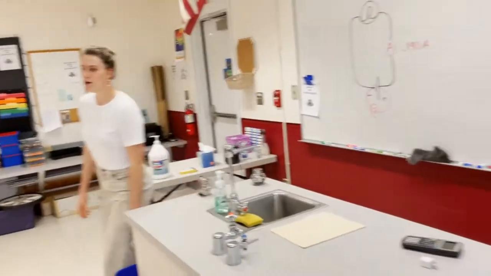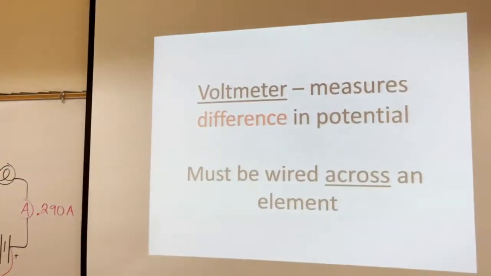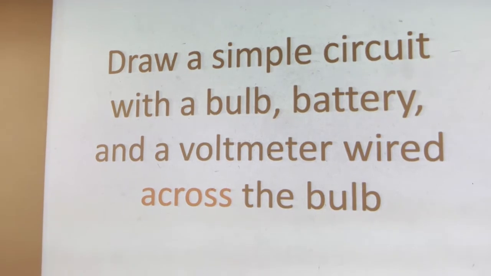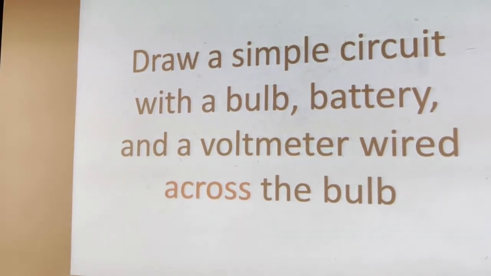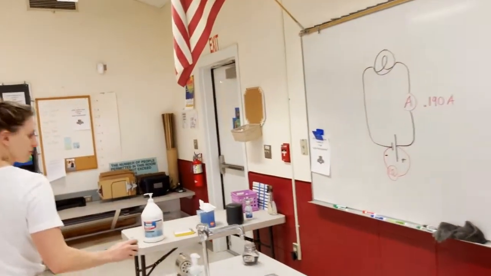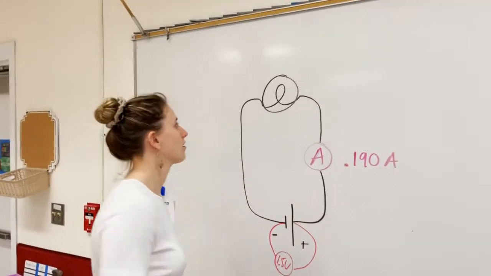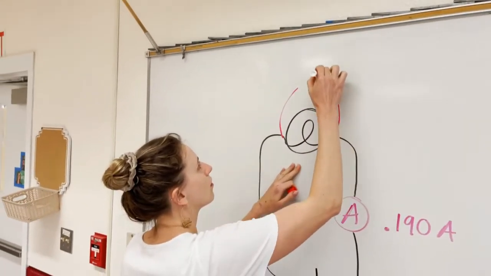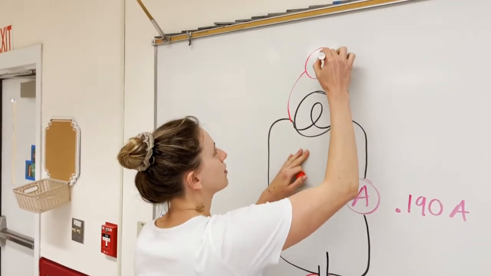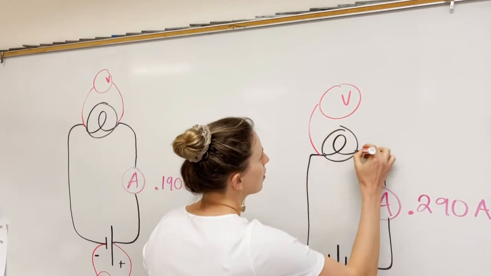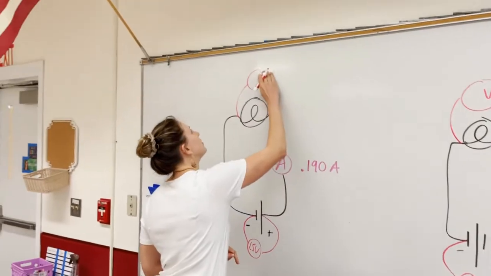Okay, so what is next? Draw a simple circuit with a bulb, battery, and a voltmeter wired across the bulb. If you haven't done it yet, let's add a voltmeter across the bulb right here. We're gonna figure out how many volts go here, and then the same thing right here.